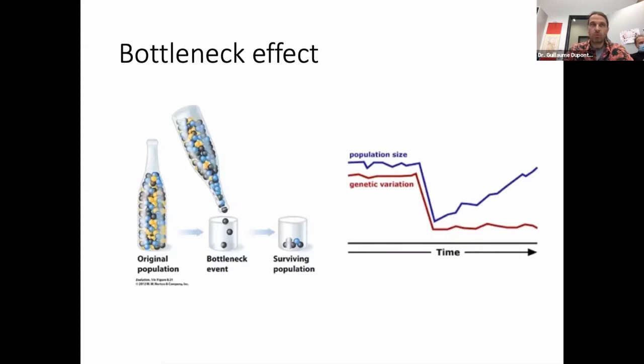The bottleneck effect is simply visualized with this model of a bottle full of marbles. It's well mixed originally, but then something happens and only a few individuals survive, which can then grow as a population again after the bottleneck event is over. They grow in population size, but because the genetic variation is very low, since it goes back to a few surviving individuals, genetic variation remains low despite the fact that the population grows over time. And it will take a lot of time to have mutations and recombination to basically increase genetic variation again.